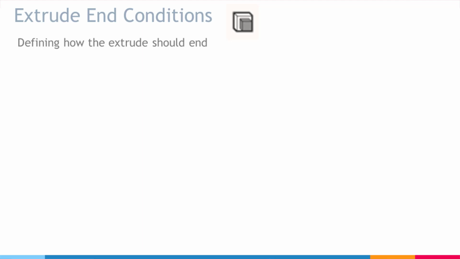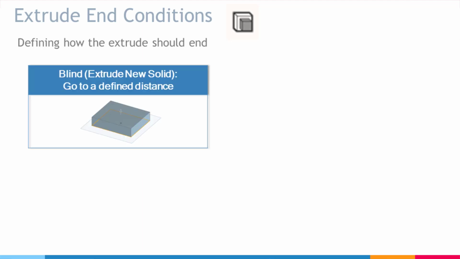So blind is what we used. First, we were using it to extrude a new solid. As you recall, that's also step two in the extrusion process. And we defined a distance that the extrusion should go.